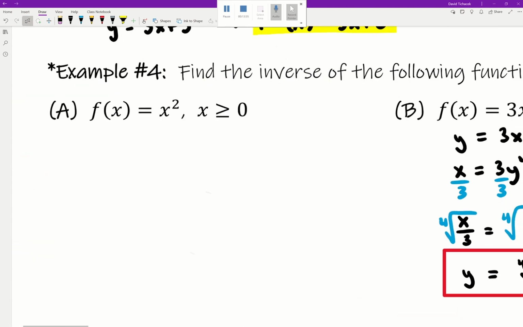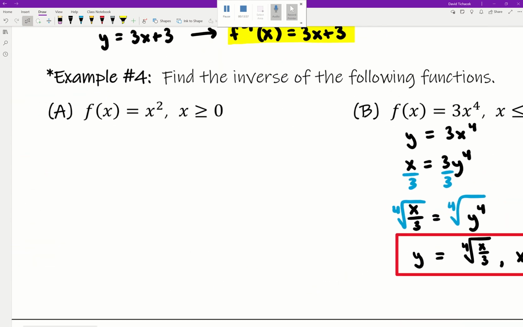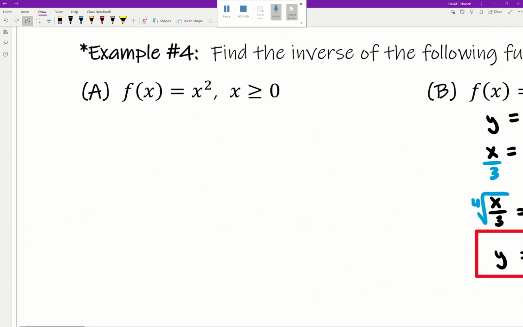In these next couple of examples, in example 4, it just says find the inverse of the following functions, so let's go ahead and do that. What you might notice here in part A is that we have a domain restriction on our function, and we talked about these in the previous chapter 2 videos. So this is your function formula. f is the machine that takes your input and squares it, but only for inputs that are greater than or equal to 0. That is what we call a domain restriction.